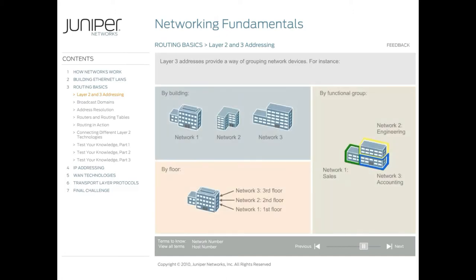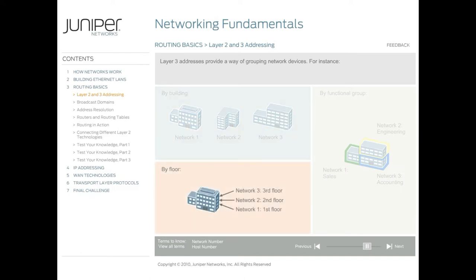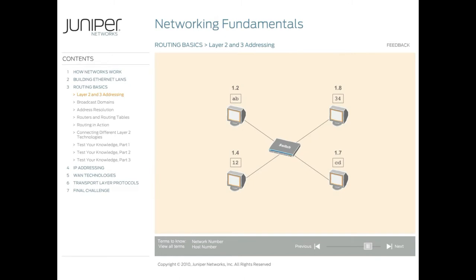Network administrators assign Layer 3 addresses, specifically the network number, to all devices on a network in order to introduce order into a network. Layer 3 addresses provide a way of grouping network devices. For instance, Layer 3 addresses could be assigned to group network devices by building, by floor, or by functional group. On screen, you can see we've assigned Network 1 to this group of PCs. Notice that all the PCs connected to this switch use the same network number. We've also assigned unique host numbers to each PC.